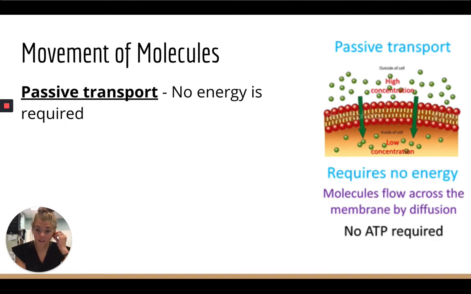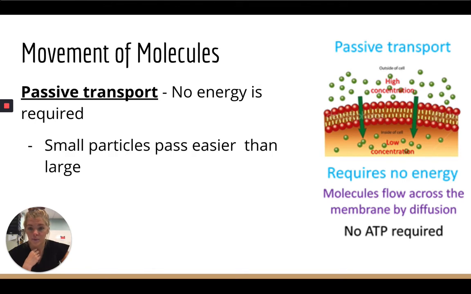So there's some other different types of transport. So in general, there's what's called passive transport. Passive transport means that no energy is required. It just happens automatically. So diffusion is an example of passive transport. Passive transport usually involves small particles because small things have an easier time crossing a membrane.